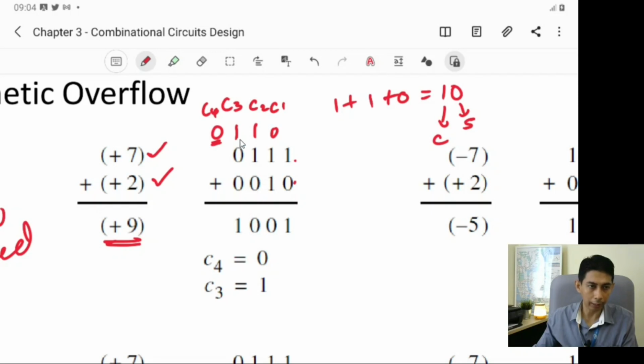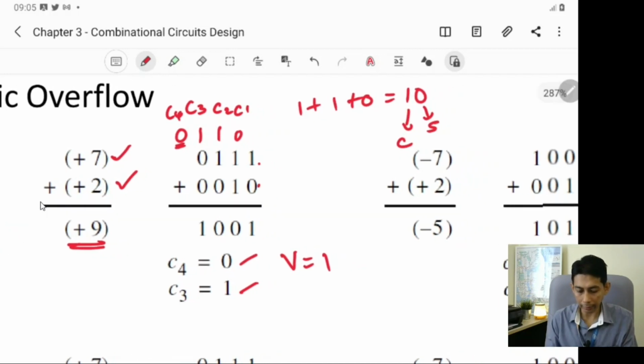So the sum is 0, and 1 is the carry, and this carry is called C3. 1 plus 0, we have 1, and we have no carry. C4 equal to 0. So we observe that in the first case, when arithmetic overflow occurred, the number is more than plus 7 here, so C4 equal to 0, C3 equal to 1, and we have V equal to 1 in the first case. Now let's look at the second case.